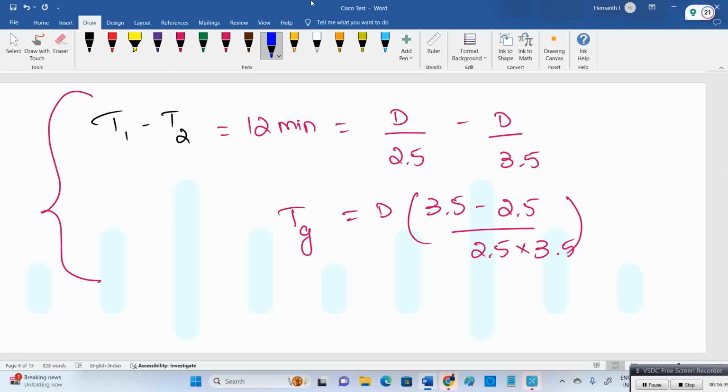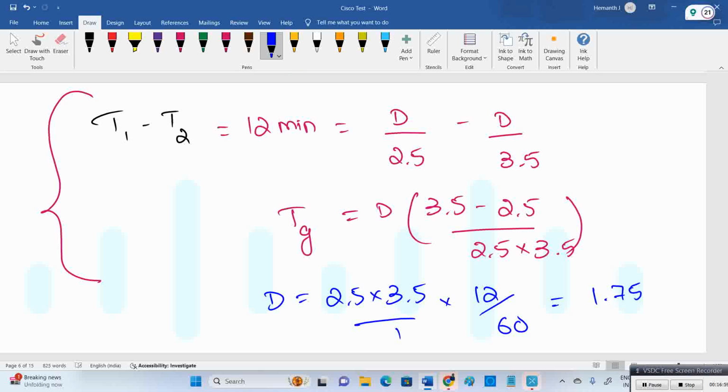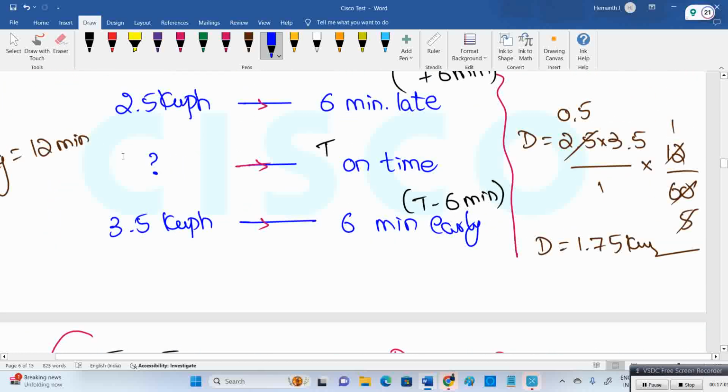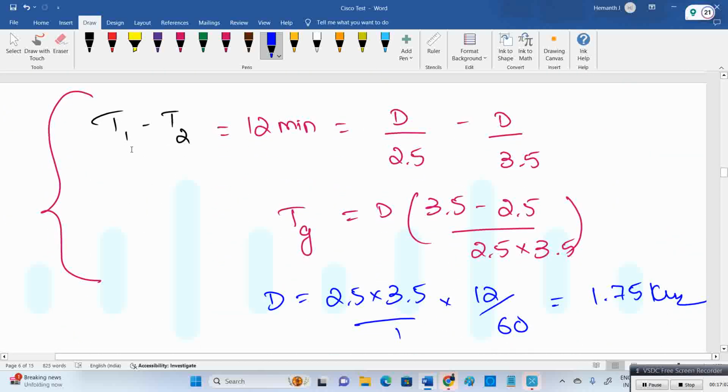But if you want to calculate the speed, we need to worry about it differently. Distance is anyhow 2.5 into 3.5 divided by 1. The 12 minutes, as we mentioned, we have to convert into hours, so divide by 60. Doing all that, we got 1.75 kilometers. Difference between the timings, that's what time gain. Second one speed is more, that's why less time taken. First one speed is less, it is taking more time.